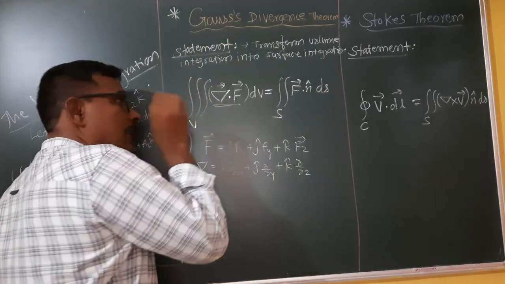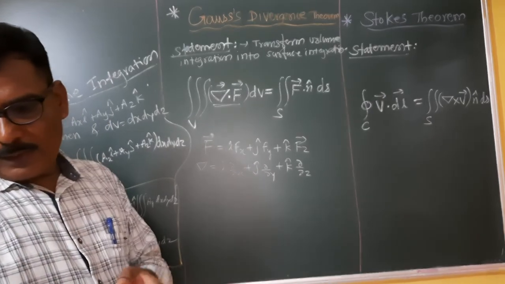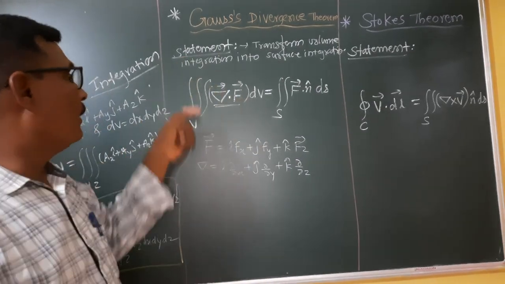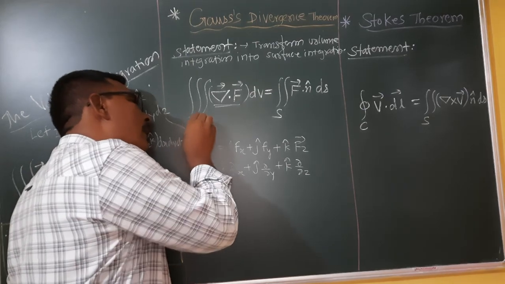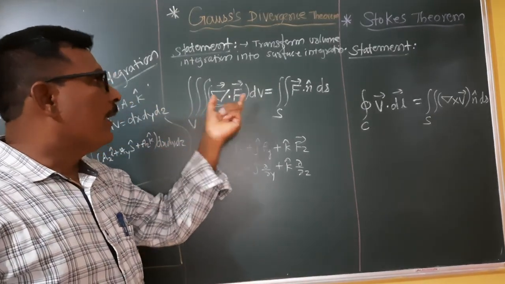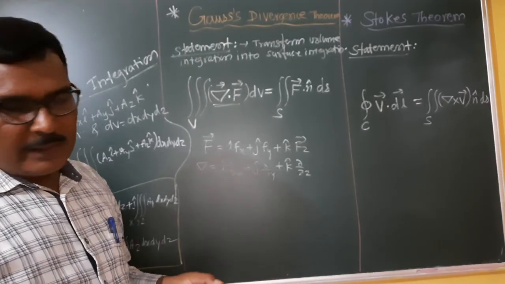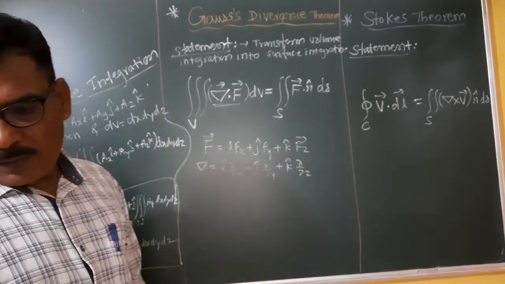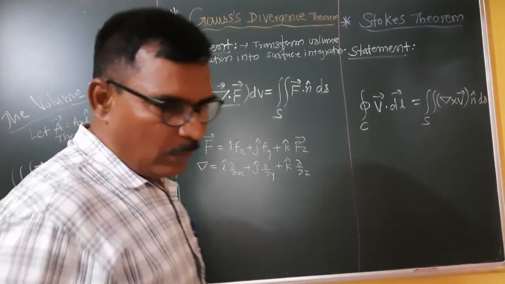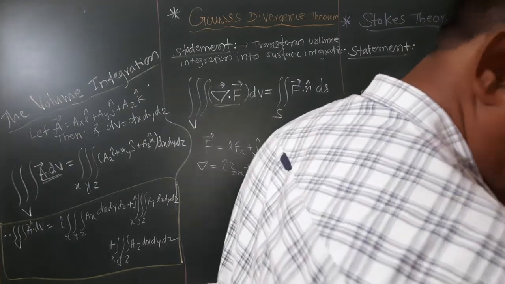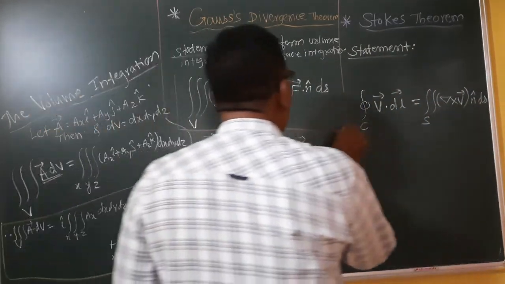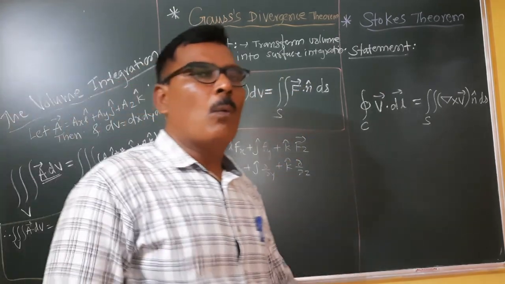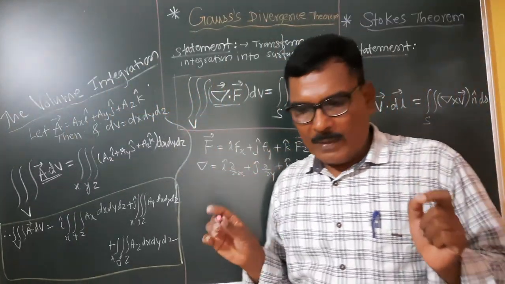Gauss divergence theorem states that the divergence of vector field F bar integrated over the volume V is equal to the surface integral of the vector F bar over the surface S surrounded by the volume V. This theorem is considered the statement of Gauss divergence theorem, and it is used to transform volume integration into surface integration. This theorem is called what?